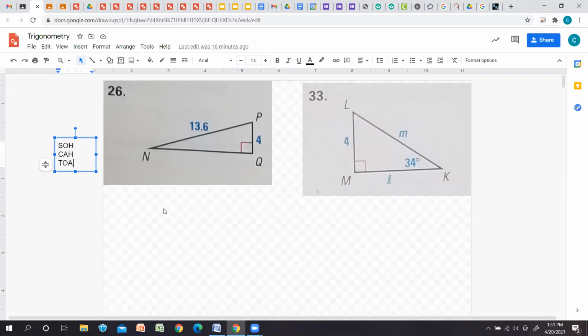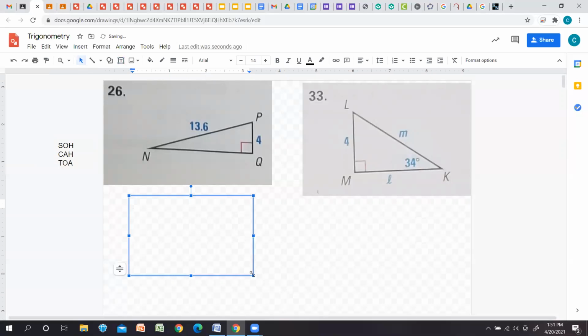All right, so first I'm going to find this missing side using just the Pythagorean theorem. So 13.6 squared, and I will be using a calculator to solve this, equals 4 squared plus B squared. So I'm going to solve for this. I'm going to subtract 4 squared from 13.6 squared, so 13.6 squared minus 4 squared equals B squared.